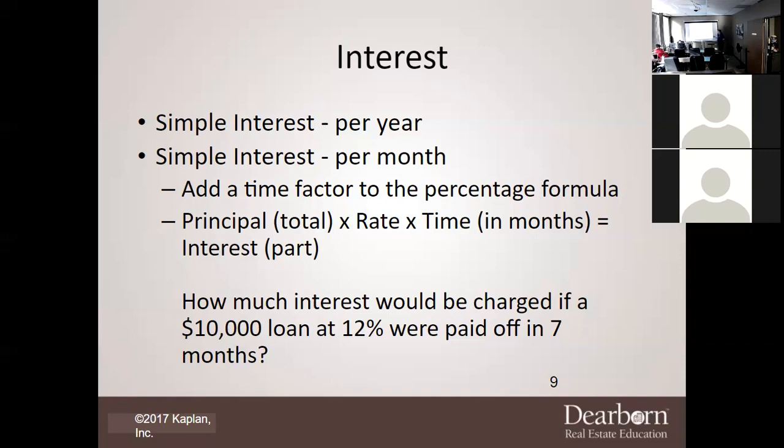But again, simple interest can be either by year or by month. It really depends. And all it is, you add a time factor to the percentage formula, which is you take your principal times the rate times the time in months equals your interest. So how much interest would be charged if a $10,000 loan at 12% were paid off in 7 months?